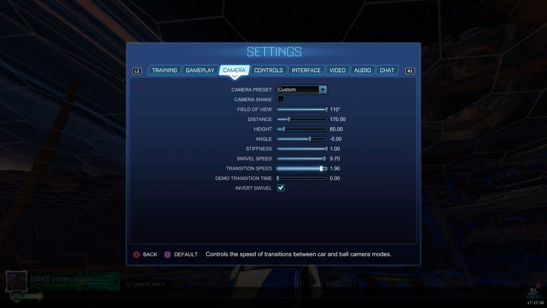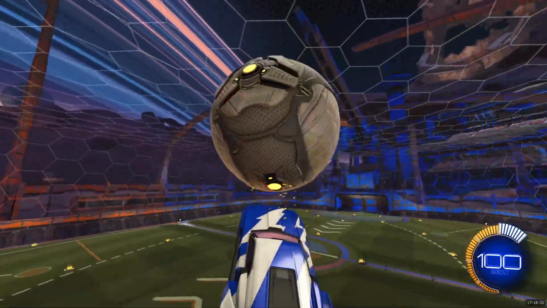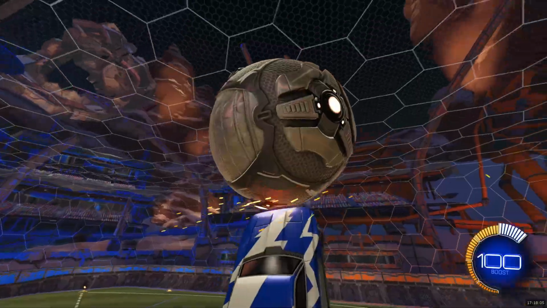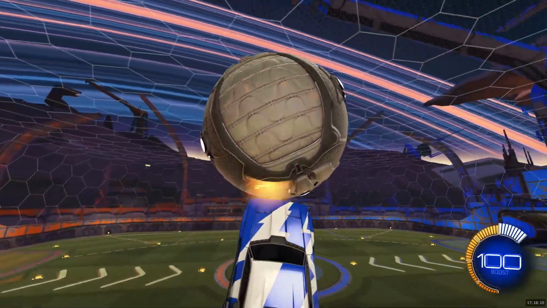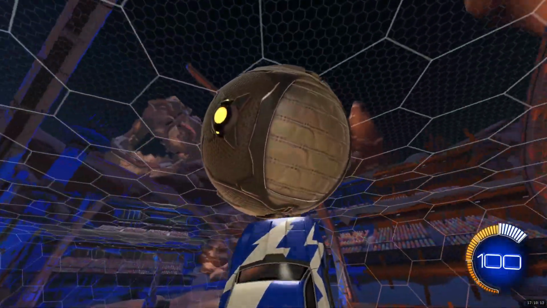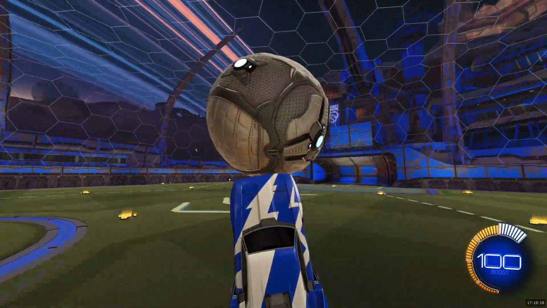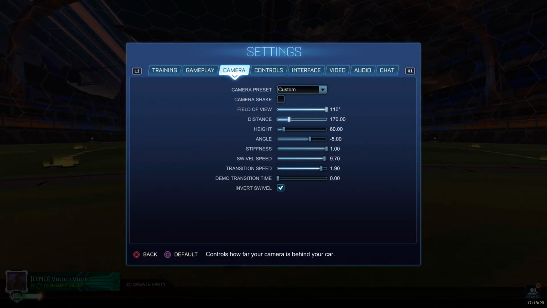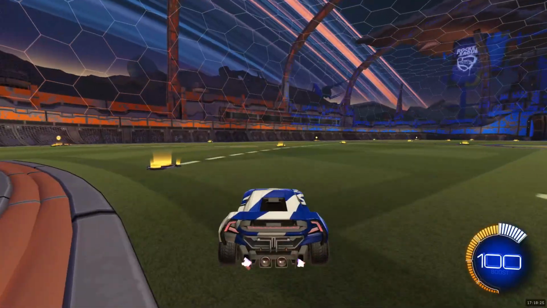Let's talk quickly about transition speed. This isn't really relevant for air dribbles. You don't need to use car cam while air dribbling, right? Well, you're going to use it a bit. And the reason you would want high transition speed, which I mentioned earlier, is, let's say I'm air dribbling and I want to go a bit up. If I go up now, I'm going to be a bit blind. I'm not really seeing where I'm going. I can turn on car cam, that's going to allow me to see where I'm going.